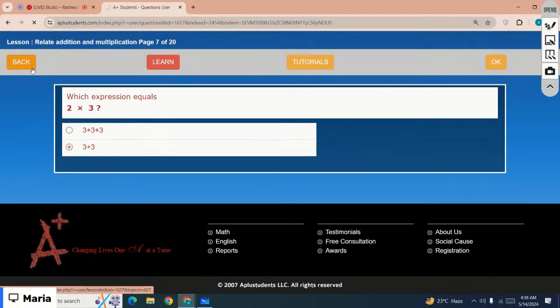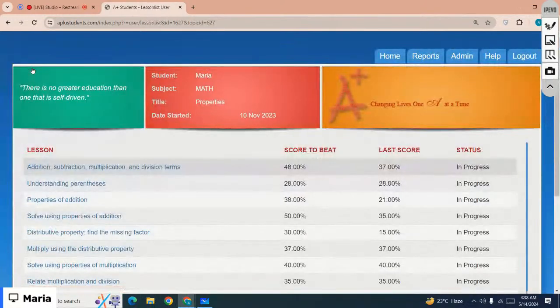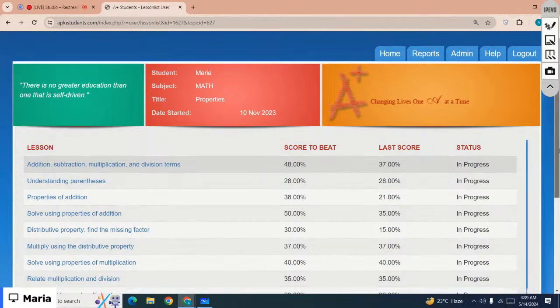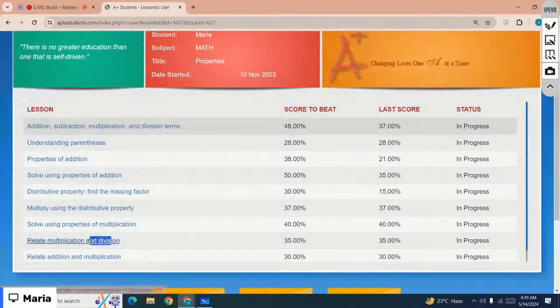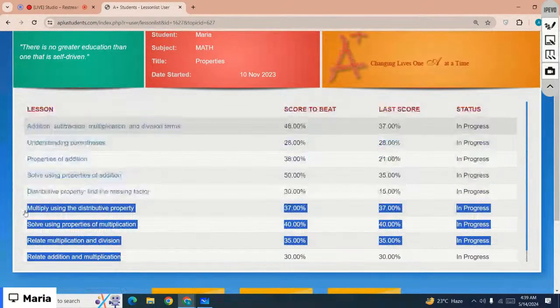So we are done with the lesson. We're working on grade 3 math. The chapter we are working on is properties. The lessons we have covered today are multiply using the distributive property, solve using properties of multiplication, relate multiplication and division, relate addition and multiplication, right?